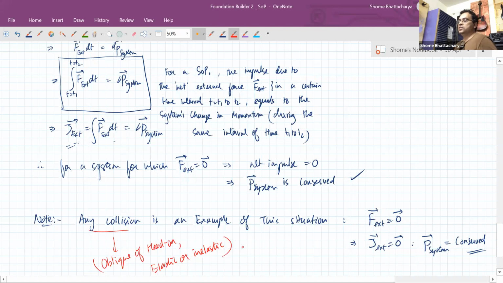Okay. Elastic collision is a collision between bodies made of materials which have a high amount of elasticity, or which are elastic in nature, whereas inelastic collisions are collisions between bodies which have very poor elasticity, or basically are inelastic in nature. Oblique and head-on we've just understood, but whatever be the case, any collision will be an example of the situation where the net external force is 0, which means the net external impulse is 0, which means that the momentum of the system is conserved. That is the total momentum of the colliding bodies that is conserved.